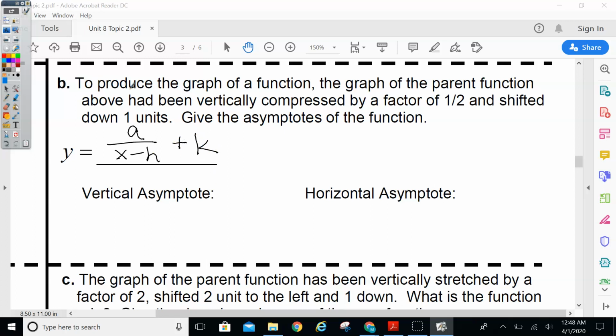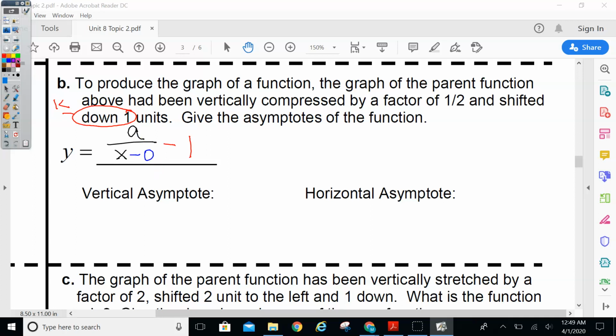So here it says, to produce the graph of a function, the graph of the parent function, 1 over x, has been vertically compressed by a factor of a half and shifted down 1. So let's do the down 1 part first. If it's down 1, that's your k. So my k out here needs to be a minus 1. And since it's not being shifted left or right at all, that means h is going to be 0. So minus 0, which means you really don't even need a number down there. But I'm going to put it for now.